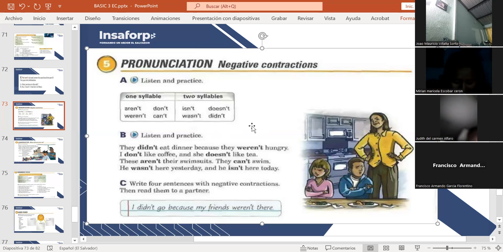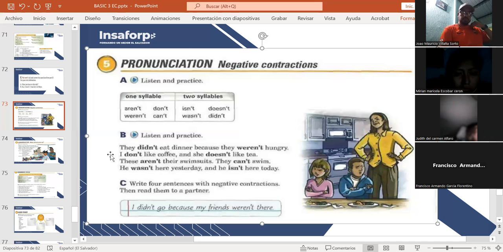Very nice. All right. Now listen. We're going to listen and practice. This is about how our English has to sound. Así tiene que sonar nuestro inglés, okay? Not very fast, sino que normal speed. La velocidad va a venir con la práctica, okay? Así que listen. They didn't eat dinner because they weren't hungry. Understand? They didn't eat dinner because they weren't hungry. Got it? All right. Okay, now listen to the second one.